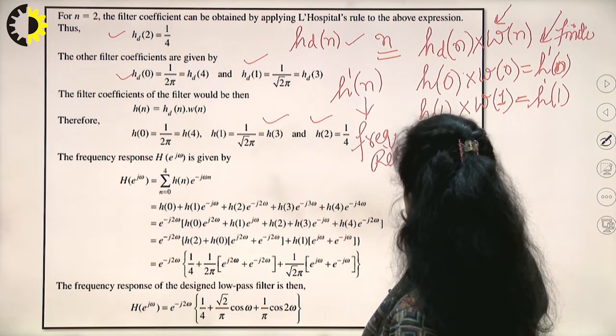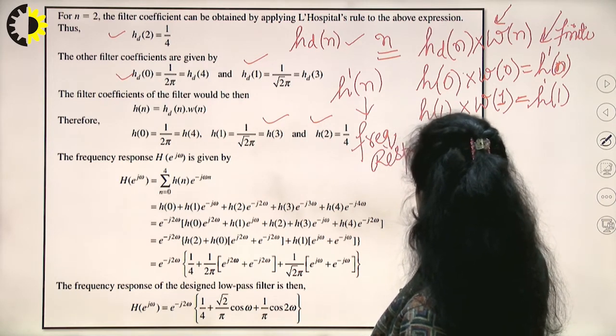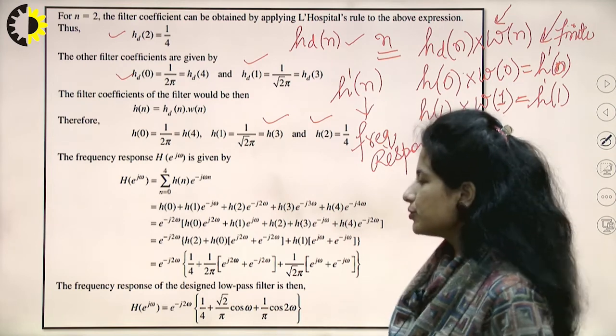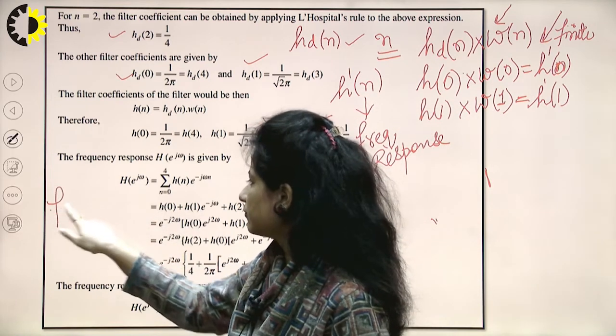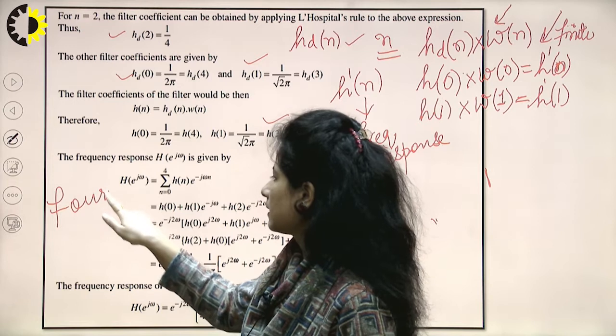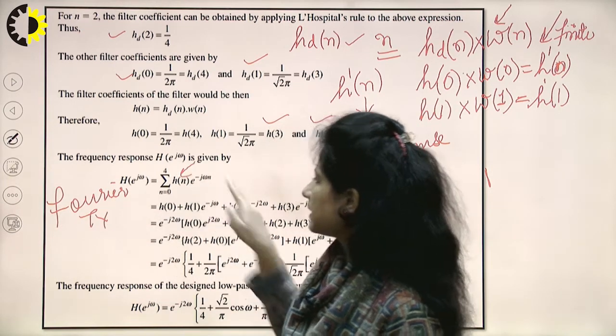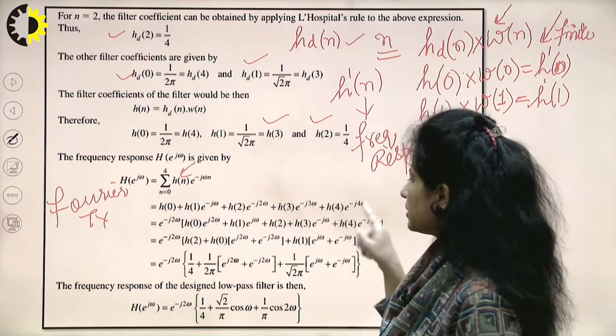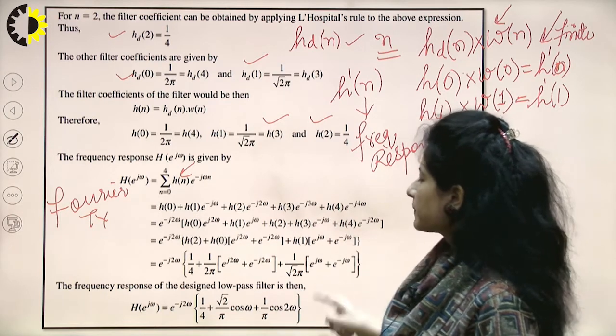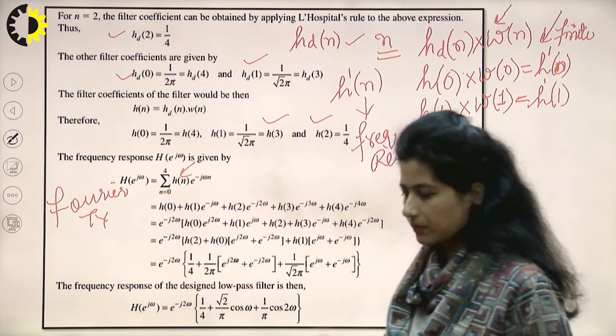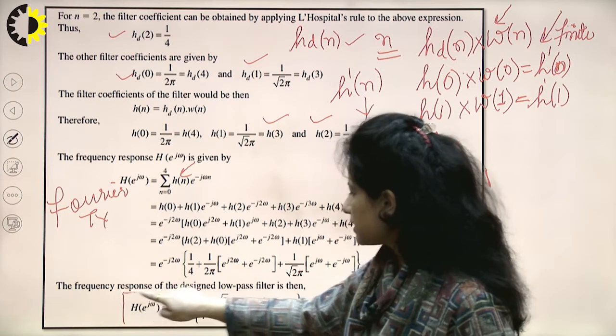So to get the frequency response from time domain to frequency domain, what would I have to do? I have to take the Fourier transform. So whatever sample values of Hn have been calculated would be substituted, the equation would be expanded, and then using some mathematical representation, a concise answer would be obtained.